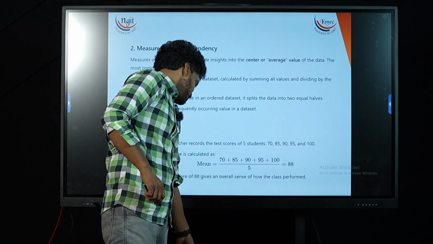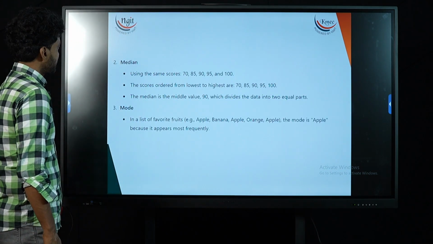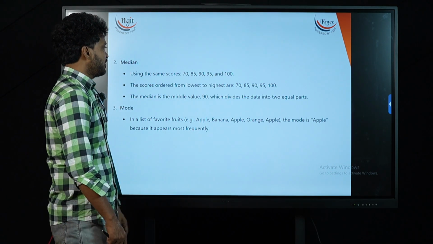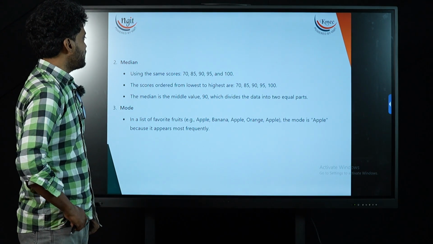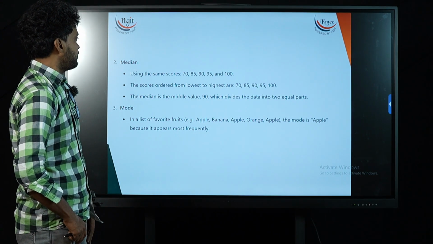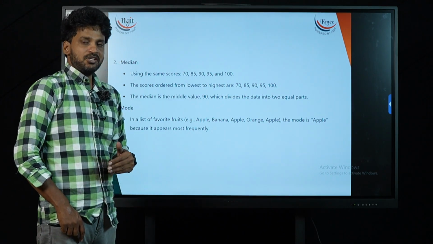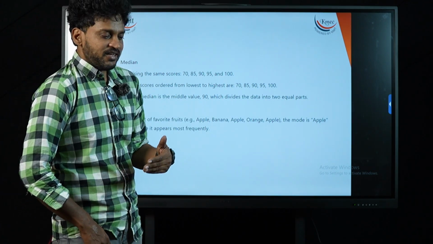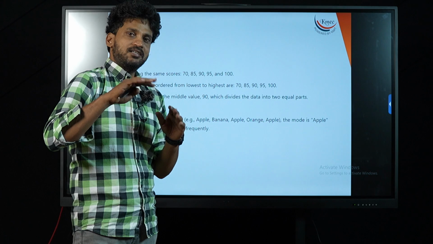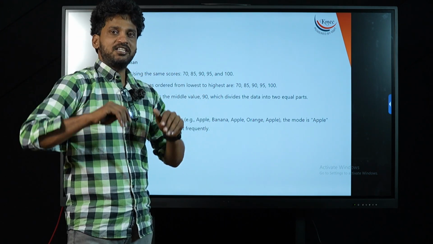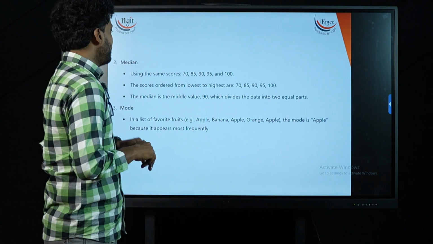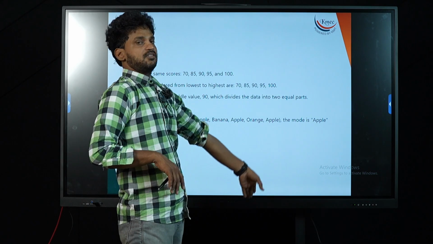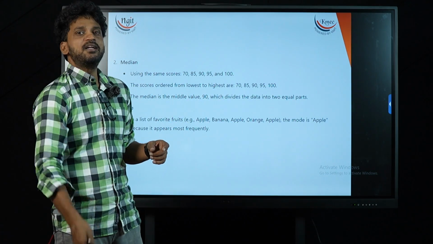The second one is median. What is the median? Let us take the same scores: 70, 85, 90, 95 and 100. The scores ordered from lowest to highest are 70, 85, 90, 95, 100, and here they are already ordered. But when they are not ordered, first of all we need to apply some ordering technique. Right after it is ordered in one direction, either ascending or descending, we should be able to apply the median. The median is 90, which exactly divides the total data points in the middle.